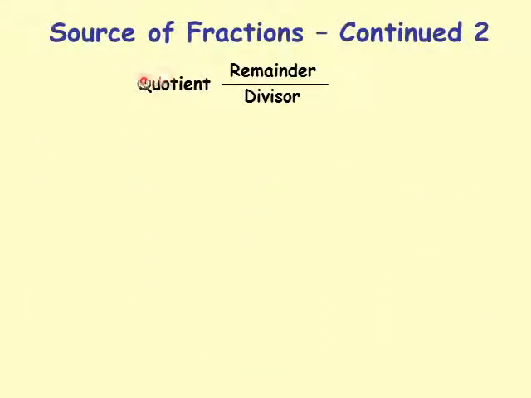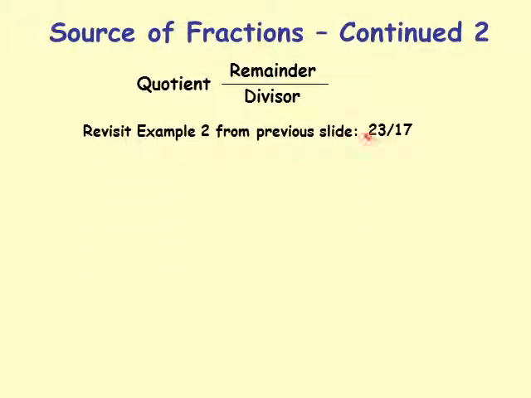Let's continue. Now we want to represent the fraction in the type quotient as a whole number, remainder divided by divisor as a proper fraction. We'll consider the same example from the previous slide, which is 23 by 17, the improper fraction. We would convert that into quotient as a whole number, remainder divided by divisor. So we have to divide 23 by 17 to find the quotient and the remainder. The divisor we already know is 17.